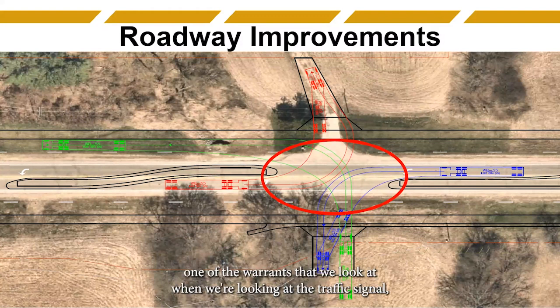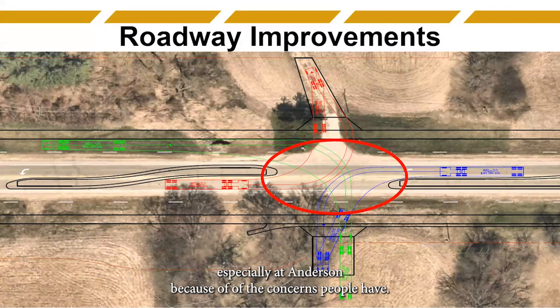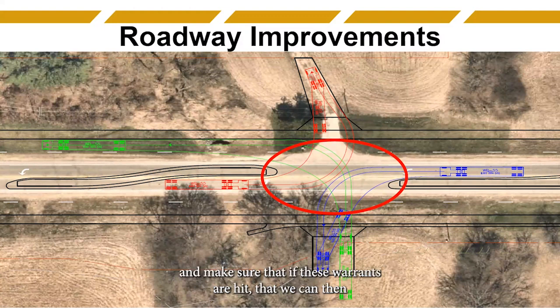And that's one of the warrants that we look at when we're looking at the traffic signal, to see how much traffic there is at these peak hours to ensure that it can handle it. Now, again, we're keeping a close eye on this, especially at Anderson, because of the concerns people have. And so we want to keep an eye on that and make sure that if these warrants are hit, we can then introduce a signal if it's warranted.